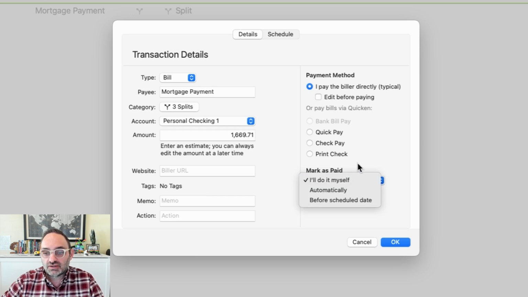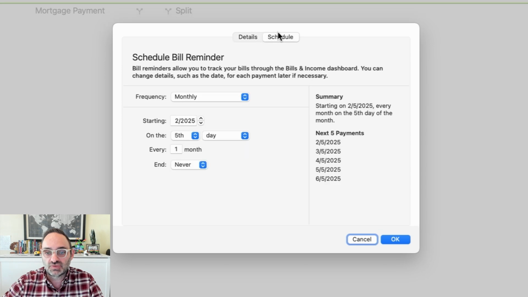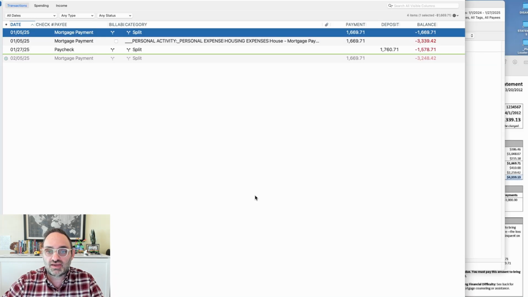And then it gives you the option of saying, do I want to enter this transaction in the register manually, I do it myself, or automatically on the day that I set the schedule up, or before the scheduled date? I always have it going 10 days before, so it's entering in my register early and I can see some forward-looking cash flow. And over here on the schedule side, I can say this thing comes out on the 5th of the month, once a month, always, and I hit OK.